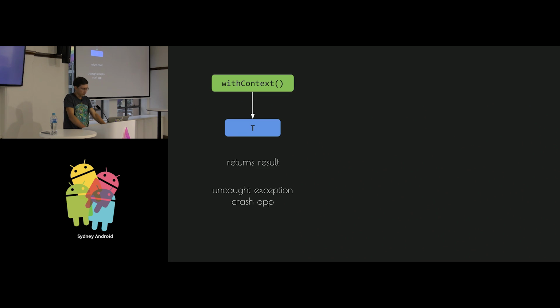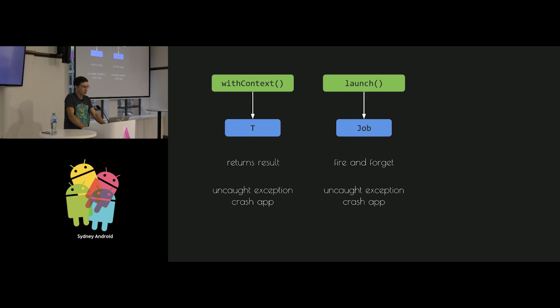So back to our builders to launch coroutines. There are quite a few coroutine builders. I will introduce you to the three most important ones. The first one is withContext. This function launches a coroutine and returns you a result. And whenever some uncaught exception happens, it will crash your app, so you'll need to put a try-catch or handle exceptions there.